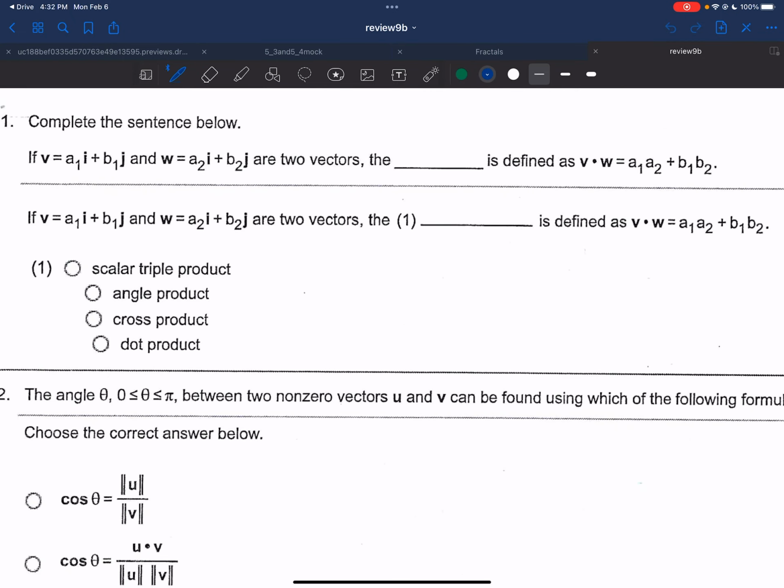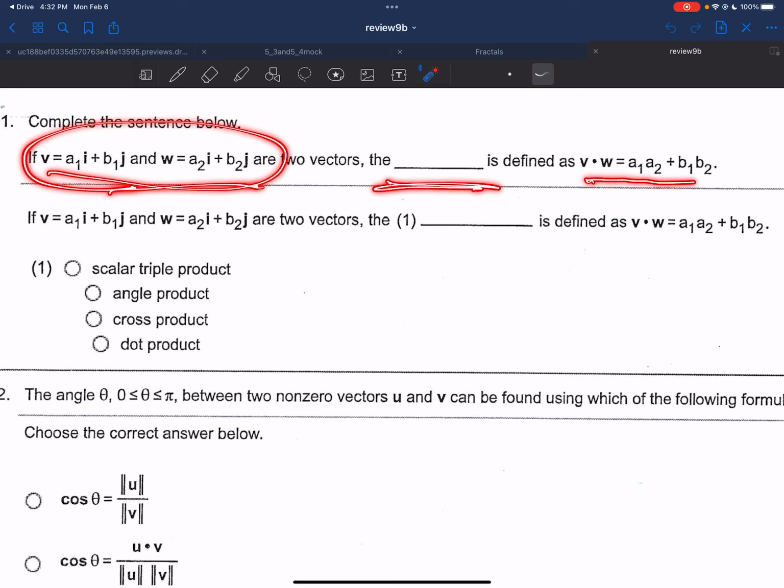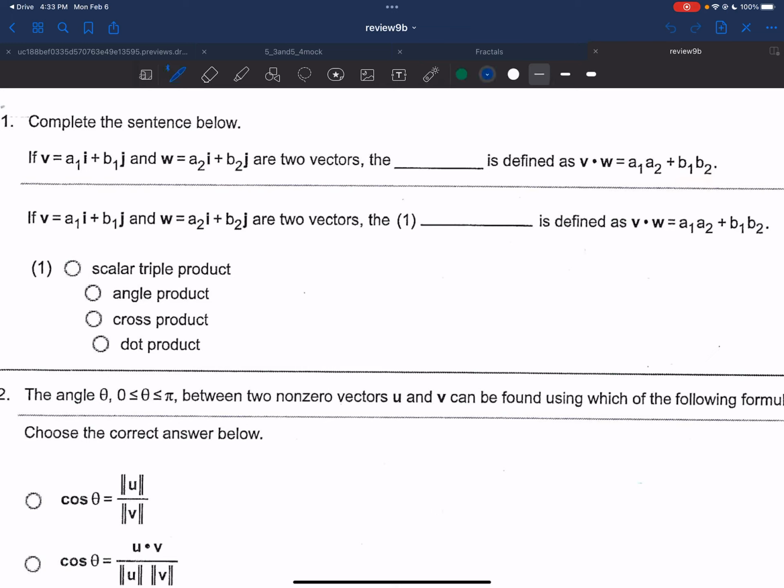This first one talks about if I have two vectors with the generic labels here, what is it when I have this as my outcome? Well, your key right there is this. It's going to be a dot product because that's when you take all of your i's and multiply them together, and then you add that to your j values, and then you add those to your k values if you have k values. So this would be a dot product on that one.